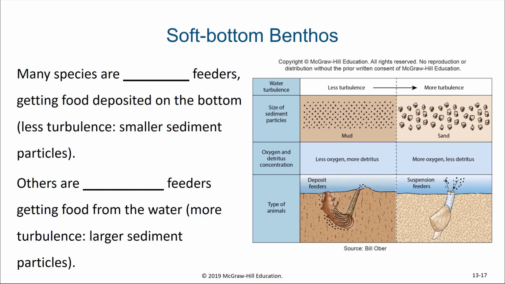On soft bottoms, there are many deposit feeders, meaning the food that is consumed by many of these organisms has already settled on the bottom, and it's by going through the sediments that they find their food. If we're looking at an environment that has a coarser substrate, such as sand instead of mud, then we'll find more of the feeders will be suspension feeders, where they collect their food particles from the water itself. The difference between these two types of environments usually has to do with the amount of turbulence or water movement.